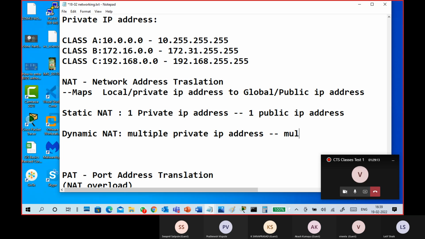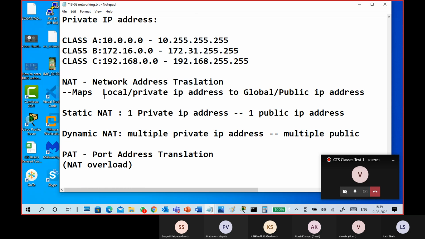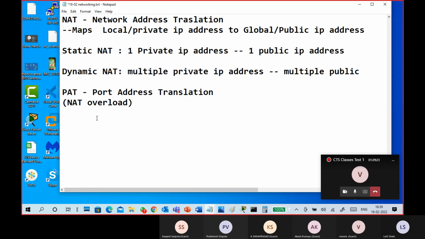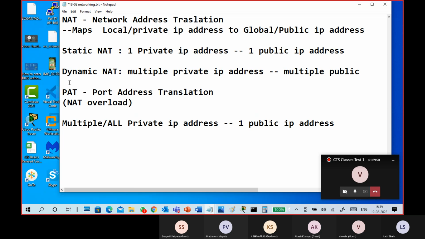Multiple private to multiple public. Port address translation is different. It is multiple or all private IP addresses to one public IP address. So here it's dynamic.